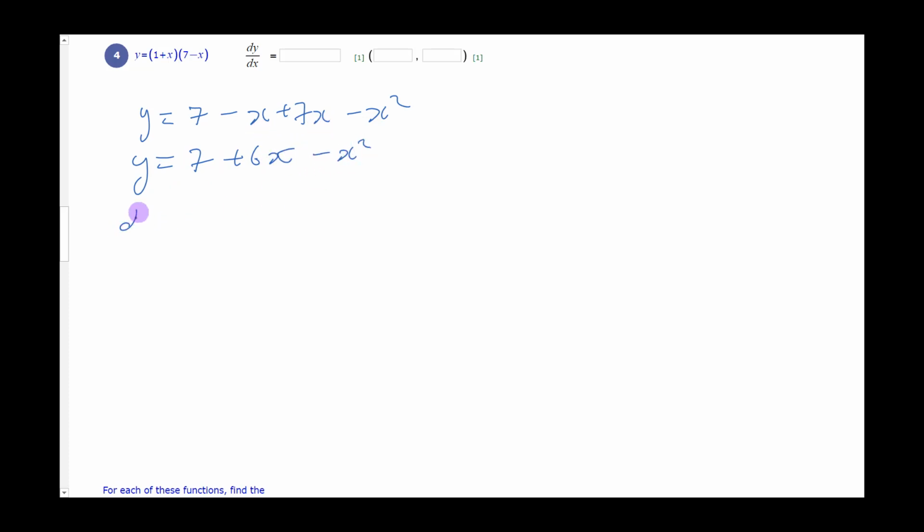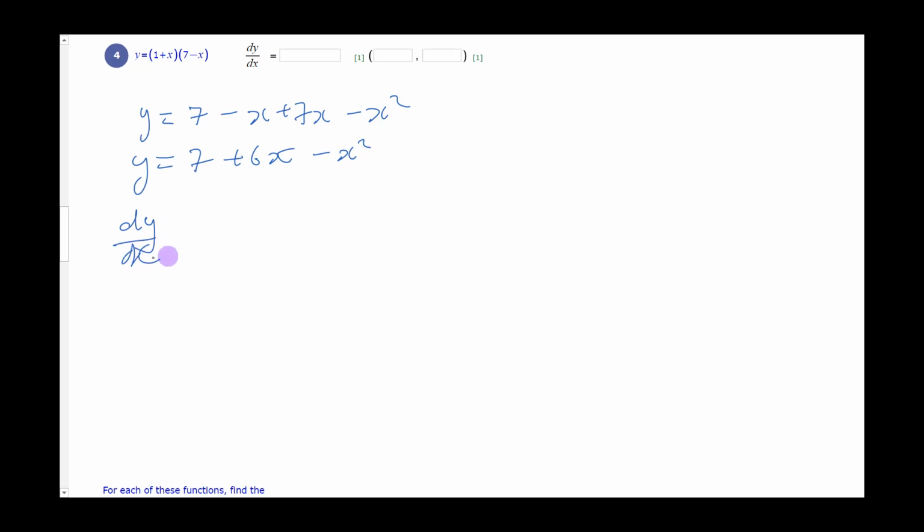Okay, we need to multiply out the brackets first before we can find where dy by dx equals 0. So let's multiply out the brackets, and we're going to get the first two things times together gives me 7. Then the outer two things is minus x, the inner two things 7x, the last two things minus x squared. Let's simplify that. So that's going to give me 7 plus 6x minus x plus 7x minus x squared.